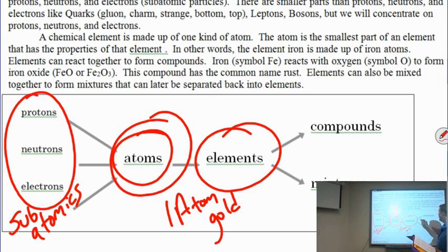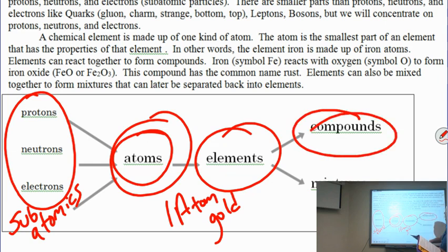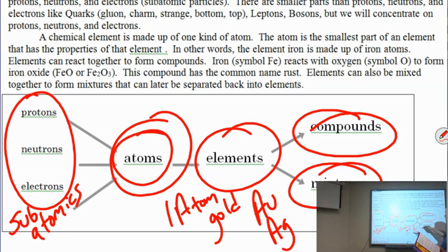So if you take two or more elements and you put them together, you get a compound, and that is the definition of a compound. Two or more elements chemically reacted. Or you could take some Au, which is gold, and you could take some Ag, which is silver, and throw them together, and you would get mixtures, kind of like coins in a bucket.